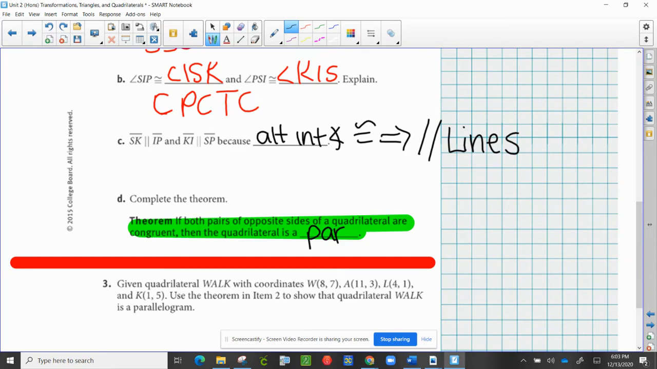I always spell this word wrong, but get better. Parallelogram. Oopsie, I did spell it wrong. There's no one there. All right. So that's your first theorem. If you have pairs of opposite sides that are congruent, you can prove that something is a parallelogram.